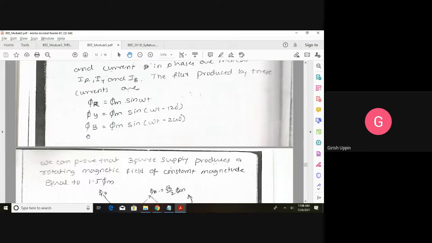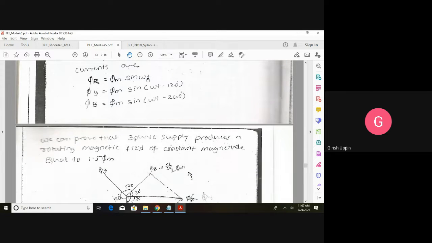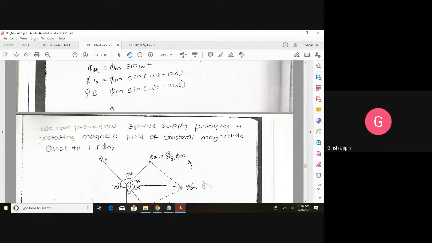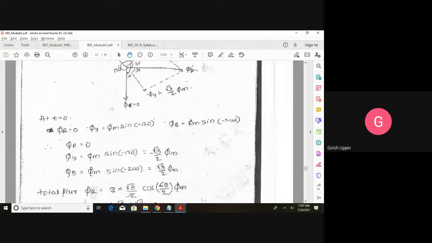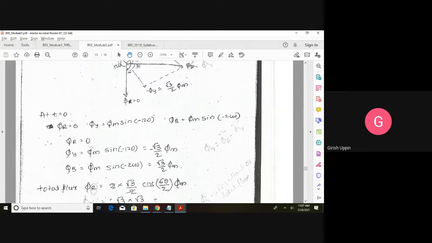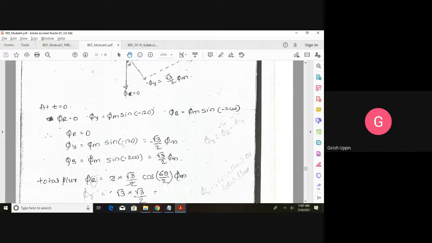So we will consider omega t equal to 0 degrees. When omega t is equal to 0, phi R is equal to phi m sine 0, so phi R is equal to 0. Similarly, phi Y is phi m sine(0 minus 120) and phi B is phi m sine(0 minus 240). So phi R is 0, phi Y is phi m sine of minus 120, which we get as minus root 3 by 2 into phi m, and phi B is phi m into sine of minus 240, which is root 3 by 2 into phi m.